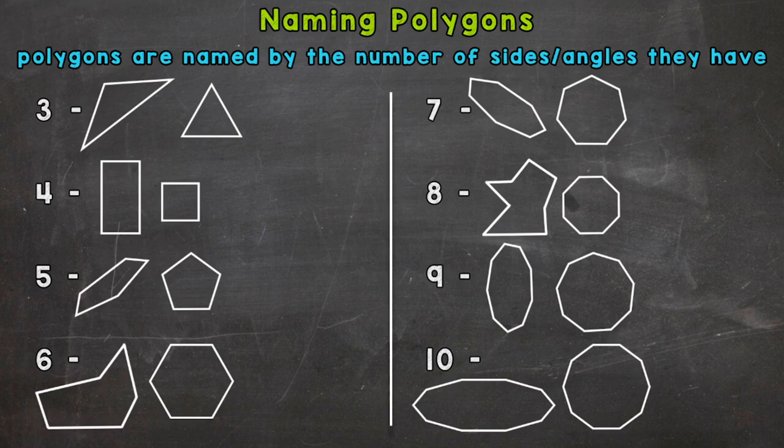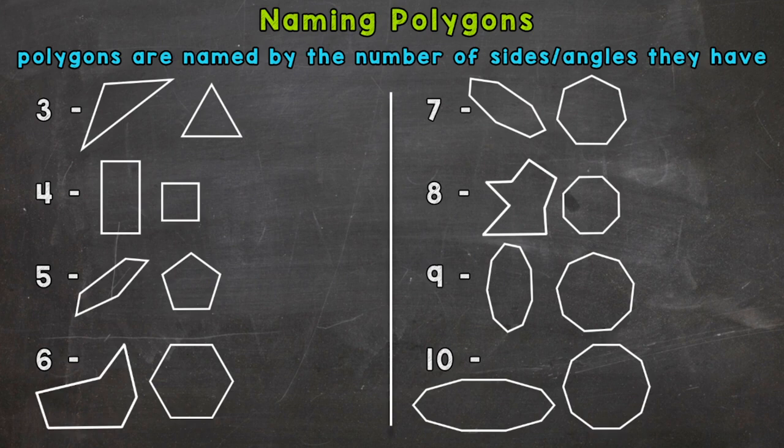In this video, I'm going to be covering naming polygons. And specifically, we're going to start with a polygon that has 3 sides and 3 angles. We're going to work our way up to a polygon that has 10 sides and 10 angles.